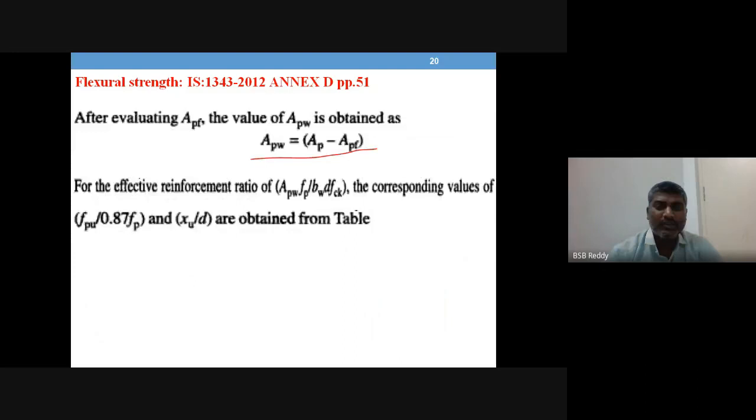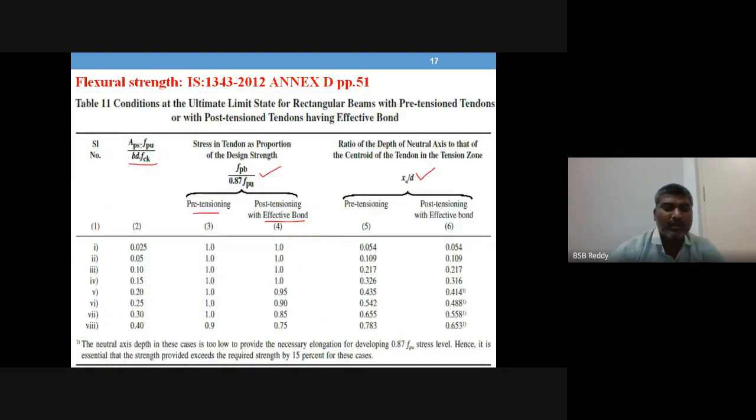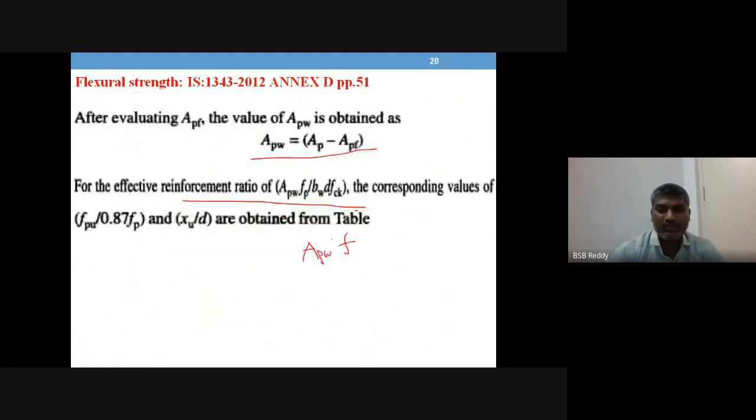So you have to accommodate these symbols and notations between the textbook and the IS code. Again, you have to read for the effective reinforcement ratio, APW. Now you have to use a little change. You have to change the formula. You see the table where FPU is there, so write the same notation. As you see, the textbook uses only FP. And now it is BW, not B. That is only for rectangle, and FCK.